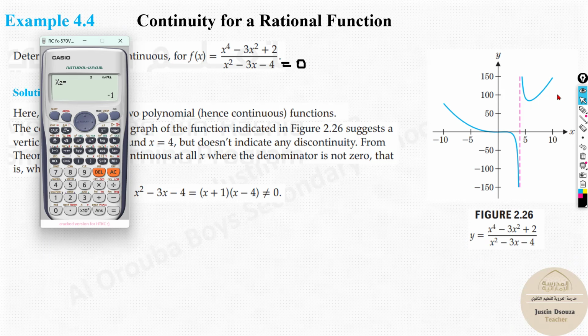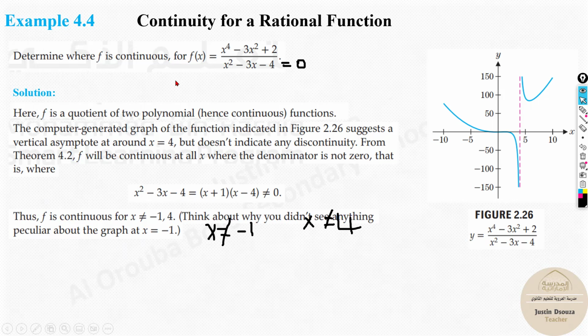And the answer is 4 and -1. So it gives you the answer x equals -1, x equals 4. So if you do it by factoring, you will get 2 factors and you have to take the x values to the other side. But remember, these are the 2 values of x where the denominator becomes 0. So these 2 must be avoided.